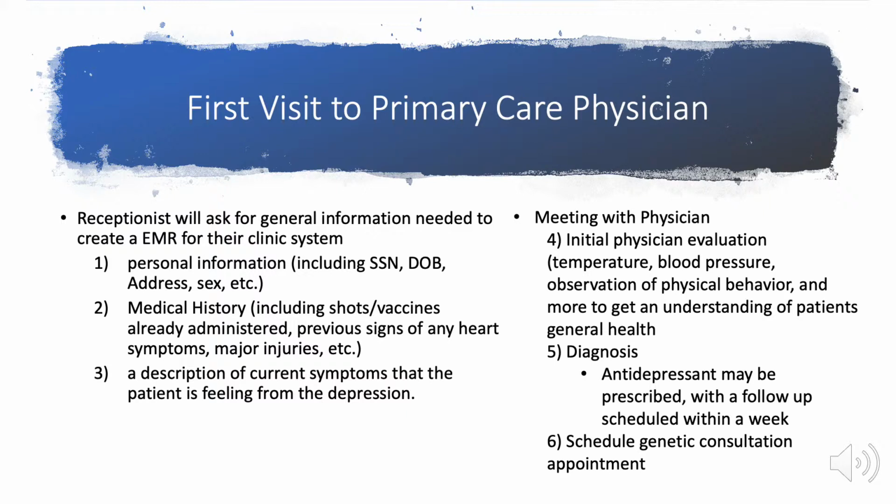Then, once the patient is called into the doctor's office, the physician will conduct an initial physical evaluation in which the doctor will check temperature, blood pressure, observation of physical behavior, and more, just to get an understanding of the patient's body and his or her general health. Once the evaluation is done, a diagnosis will be given based on the doctor's measurements to determine if the patient has depression. The doctor may also prescribe an antidepressant medication with a follow-up appointment within a week. If the physician believes a patient does in fact have signs of depression and the antidepressant did not work, a genetic consultation appointment will be scheduled.